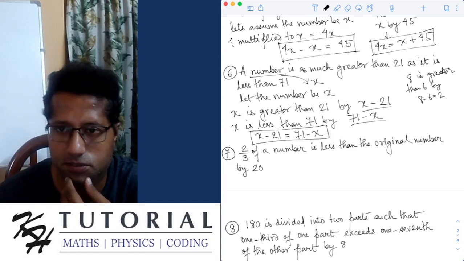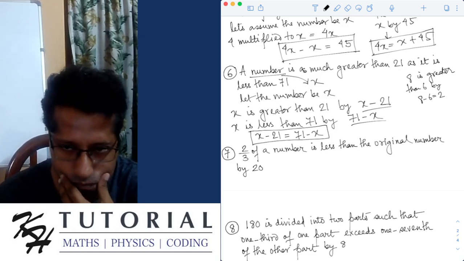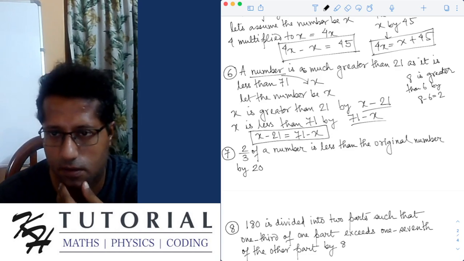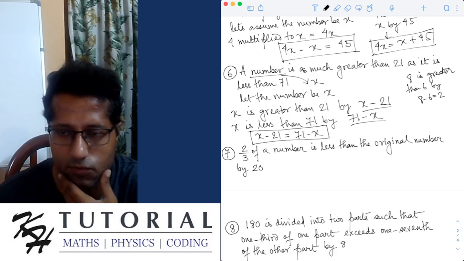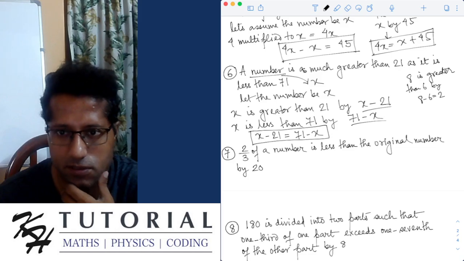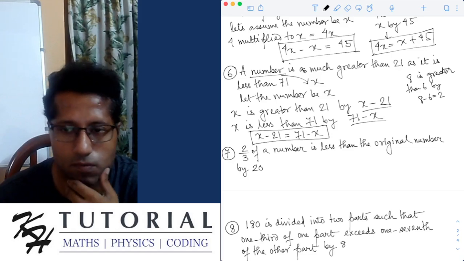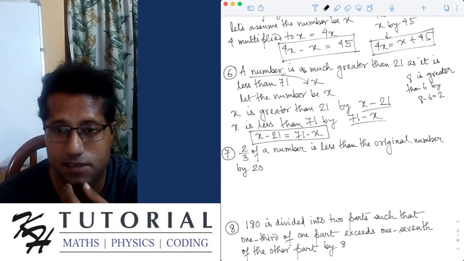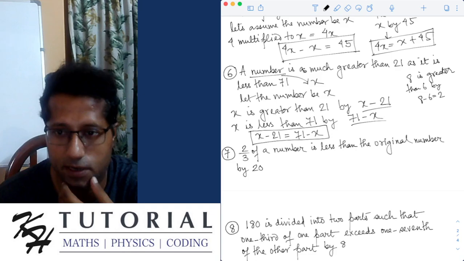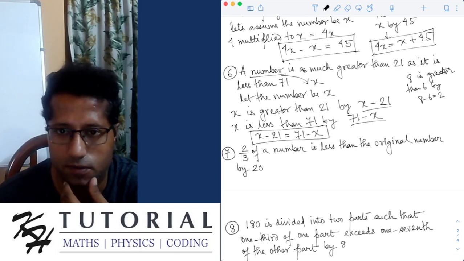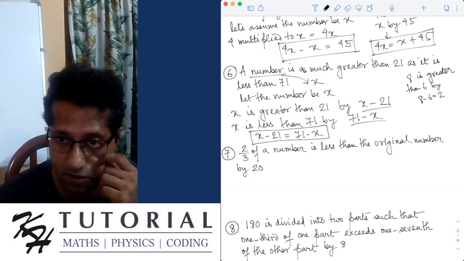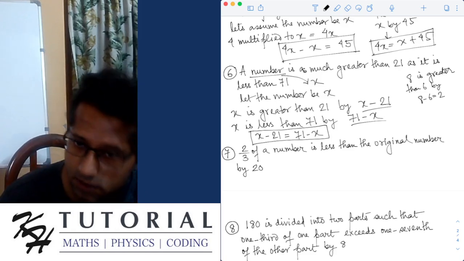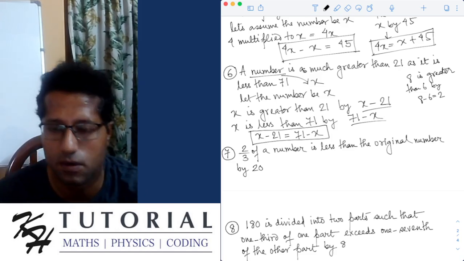So a number is as much greater than 21 as it is less than 71. So if that number be assumed as x, how much greater is x than 21? That expression is x minus 21. And how much is x less than 71? That is 71 minus x. So these two values should be equal. So we have equated these two expressions, that is 71 minus x equals x minus 21, and so we have formed the linear equation.